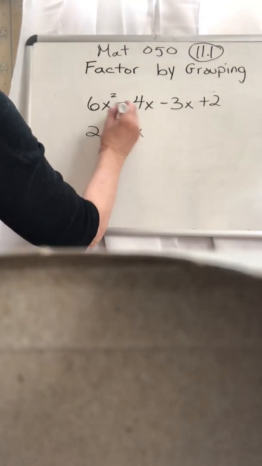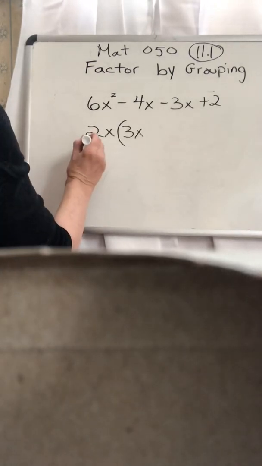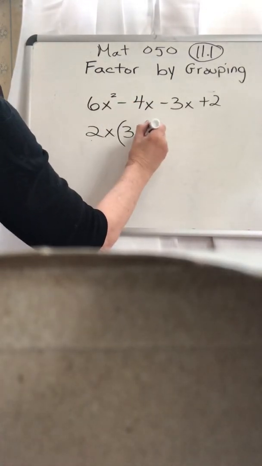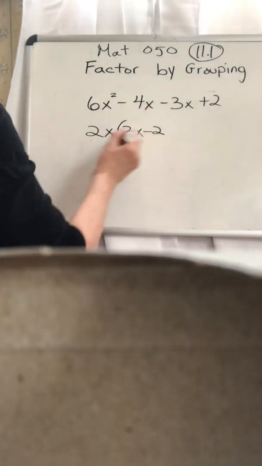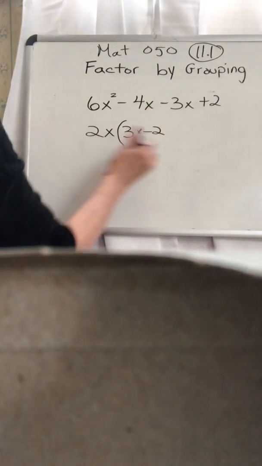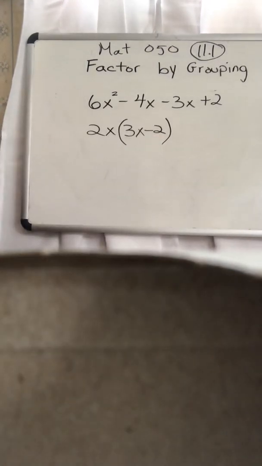Then I look at the second term. What would I need to multiply 2 by to get a negative 4? It would have to be a negative 2. No x, because the x was already pulled out as the greatest common factor. So just 3x minus 2.